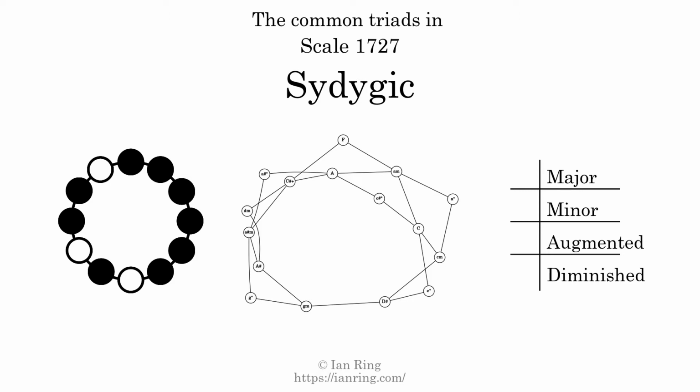The diagram in the center is a graph of parsimonious voice leading between triads. There are 5 major triads. There are 5 minor triads. There is 1 augmented triad. There are 5 diminished triads. Here is a Hamiltonian path of parsimonious voice leading that uses all the triads.